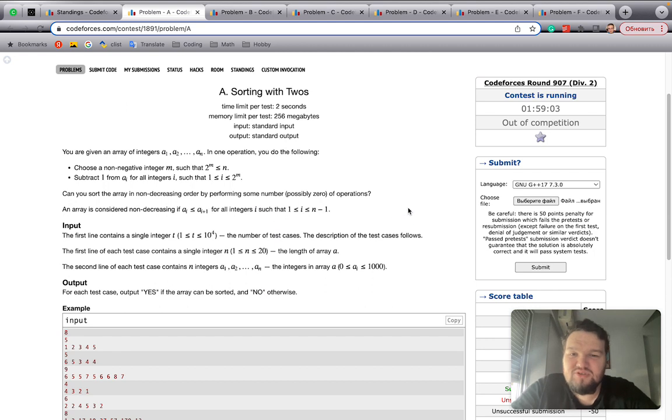Problem A, Sorting with Twos. We have an array of integers. Choose a non-negative integer m. So basically we're choosing a power of 2. Subtract 1 from the first 2 to the power of m integers. Can you sort the array in non-decreasing order by performing some number of operations?